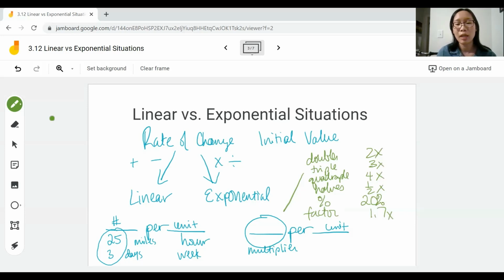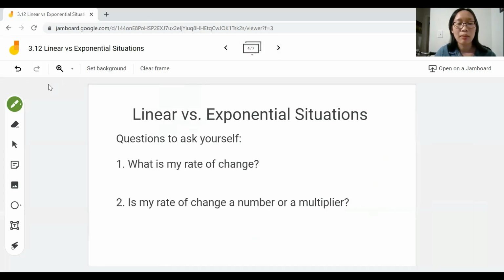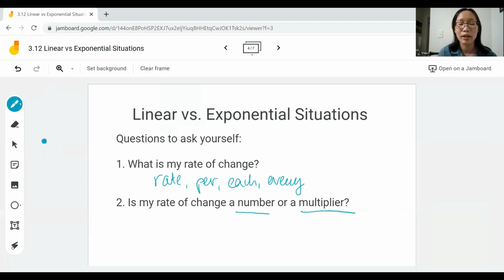So all of these are multiplication indicators, keywords that we can use to help us decide if this rate of change is exponential. So when you look at a word problem, you want to ask yourself 2 questions. One is, what is my rate of change? Again, these are keywords like rate, per, each, and every. Once you've figured out what number represents your rate of change, you want to ask yourself, is my rate of change a number or is it a multiplier? If it's a number, then this is a linear rate of change. And if your rate of change is a multiplier, you have an exponential rate of change.